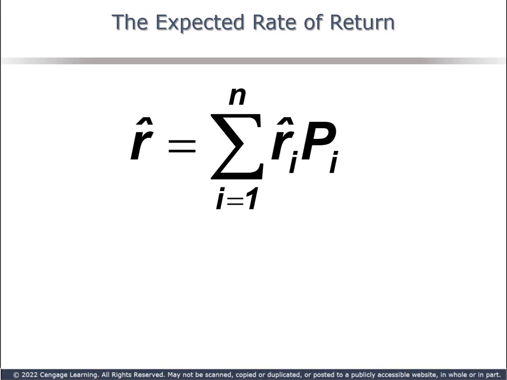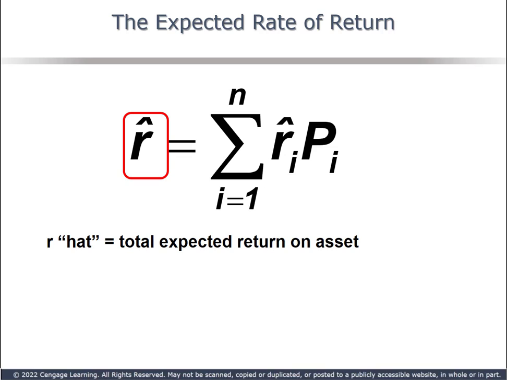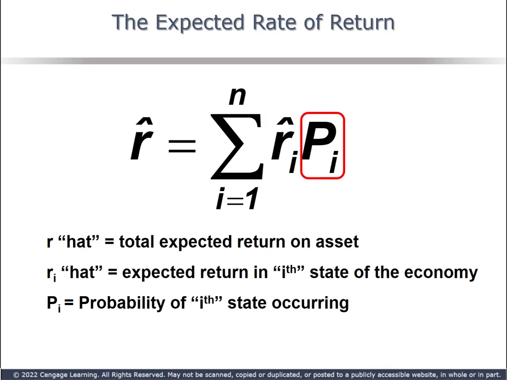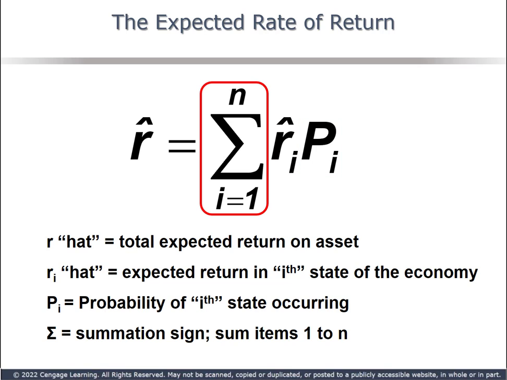To begin, we need to be able to use a probability distribution to find the expected rate of return on an asset. The formula on the slide is a standard weighted average with the probability as the weights. Following the basic weighted average solution technique, you multiply across and add down. R hat is the total expected return on the asset. R_i hat is the expected return on the asset in the ith state of the economy. P sub i is the probability of that ith state occurring. Sigma is the summation sign. It sums items from 1 to n. And we'll look at an example on the next slide.